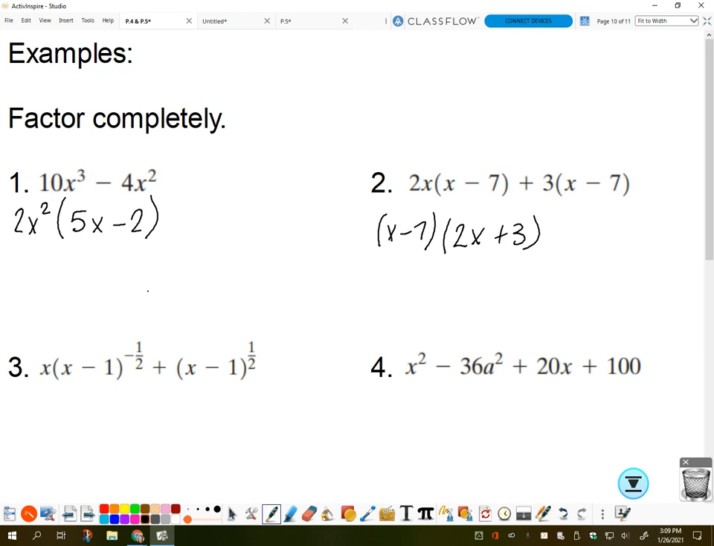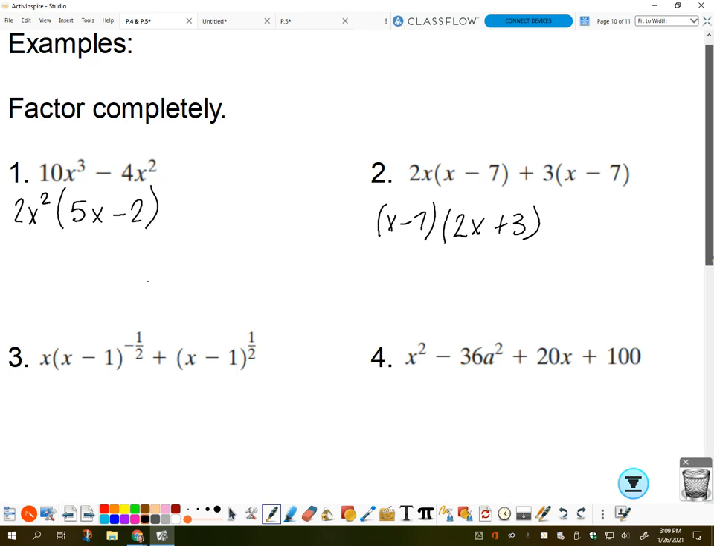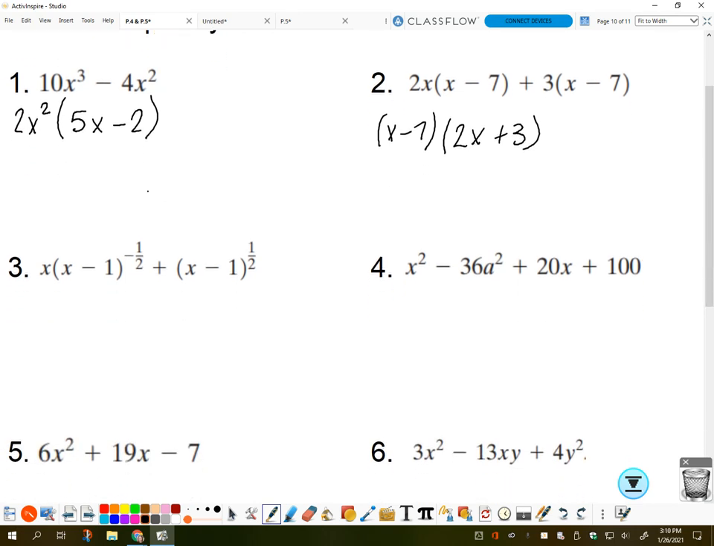All right, number 3. Here is the doozy. There's going to be a few of these on your assignment, and it's kind of the same thing as what we did on number 2, except that they have weird exponents. So you have to take out the smallest amount. So up here, we took out 2 because 2 is smaller than 3. Well, negative 1/2 is smaller, so I'm going to take x minus 1 to the negative 1/2 as my GCF.